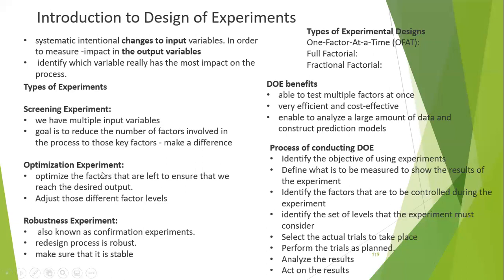The third one is the optimization experiment. Here, we optimize the remaining factors to ensure that we reach the desired output. Taking the same example, Medicaid, BCBS, and Medicare, what do you need to optimize? Which insurance do you have to optimize?